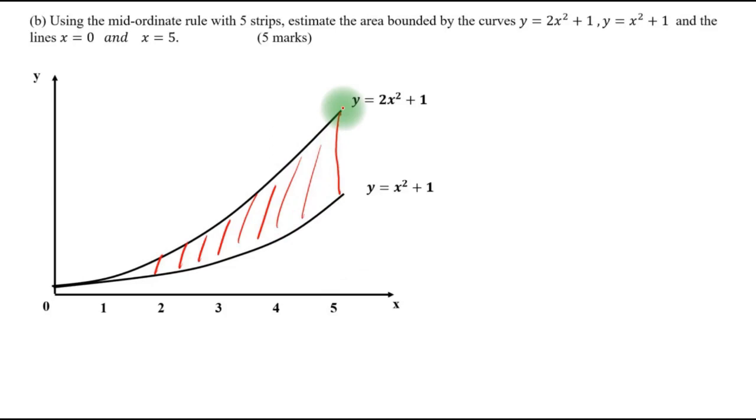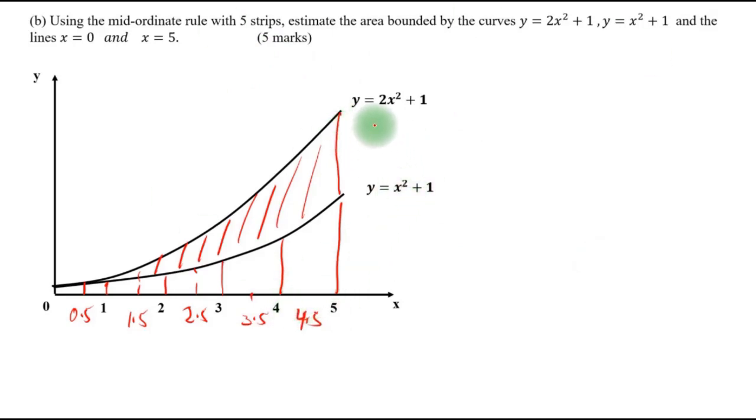Now for us to do the mid-ordinate rule, there are already 5 strips. So we have 1, 2, 3, 4, 5, the 5 strips, but we are looking at the mid-ordinate. At the first ordinate, x is 0.5. The second mid-ordinate is 1.5, the other one is 2.5, then the other one is 3.5, and the other one is 4.5. That's very important.